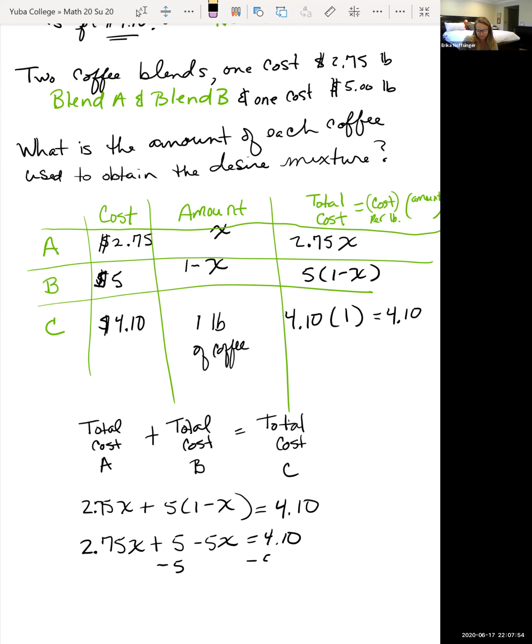So I have a 275x minus a 5x. So you should technically be able to do decimals. 5 minus 275, borrow. So this is 9. 9 minus 7 is 2. This gives me 2.25, and it's a negative. So negative 2.25x is equal to 410 minus 5. So this would be negative 0.90.